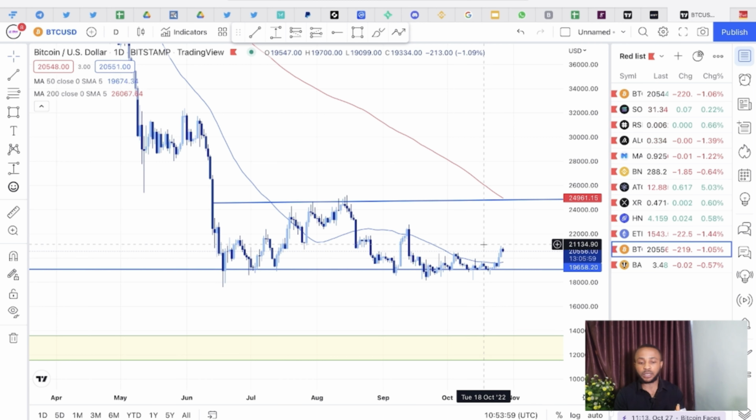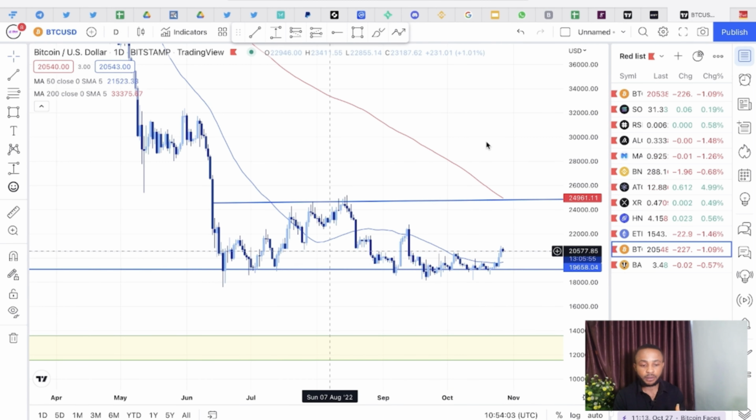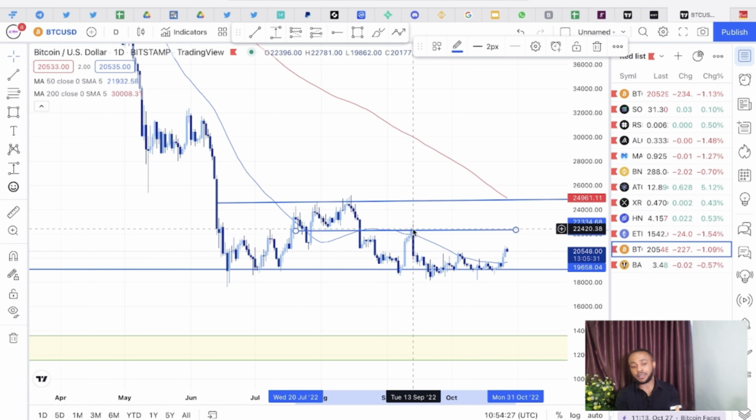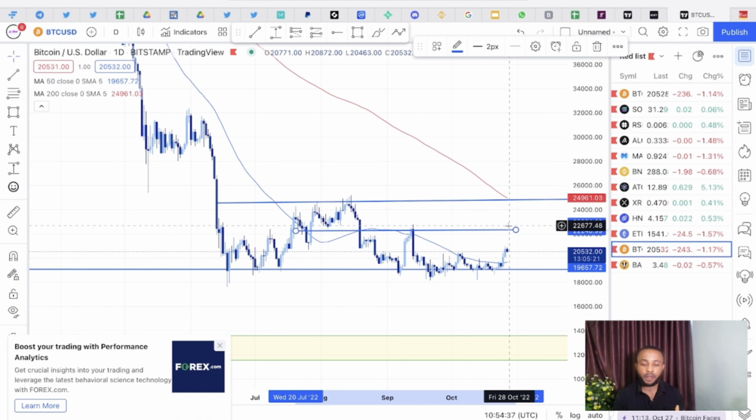So my next possible scenario is I'll be looking forward to this resistance somewhere around here, somewhere around 22k. This is a resistance here. If price breaks above this resistance, my next possible resistance will be around 24,000, which also is a confluence to the 200 weekly moving average.